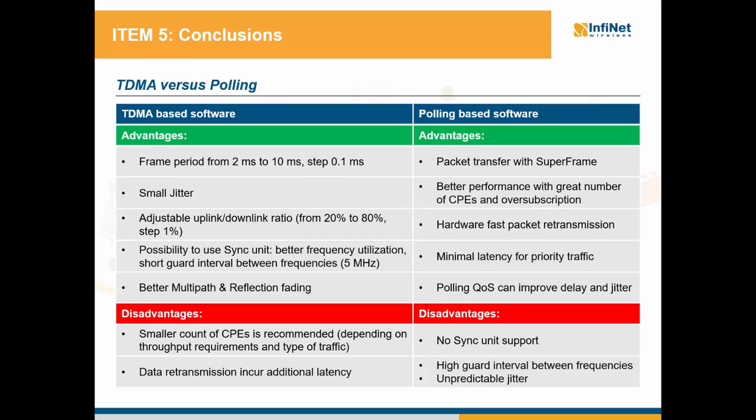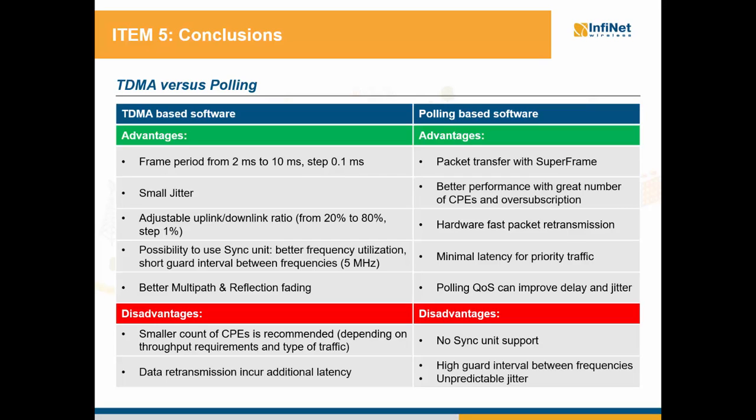In TDMA we can have an adjustable but fixed uplink-downlink ratio. In polling we can do the same, but using a workaround, the traffic shaping feature. By default, uplink and downlink are allocated dynamically according to the data load, to the requested data in each direction.